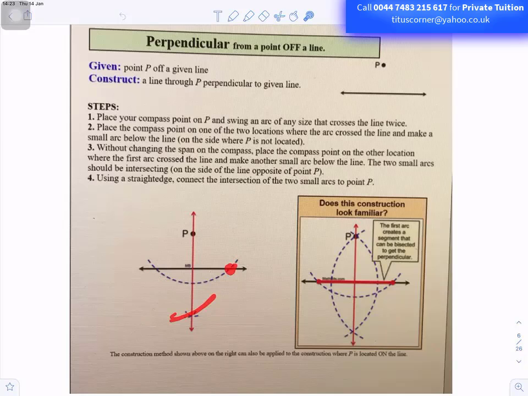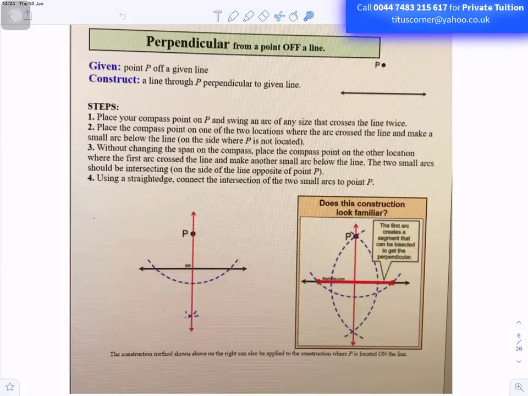Then, without changing the span of the compass, place the compass point on the other location where the first arc crosses the line and make another small arc below the line. So you change it to the other point and do another arc. You get the 2 arcs crossing like that. The 2 small arcs should intersect on the other side of the line, opposite point P. So you put the compass there and make this arc, then take the compass, put it on the next point and make the arc.